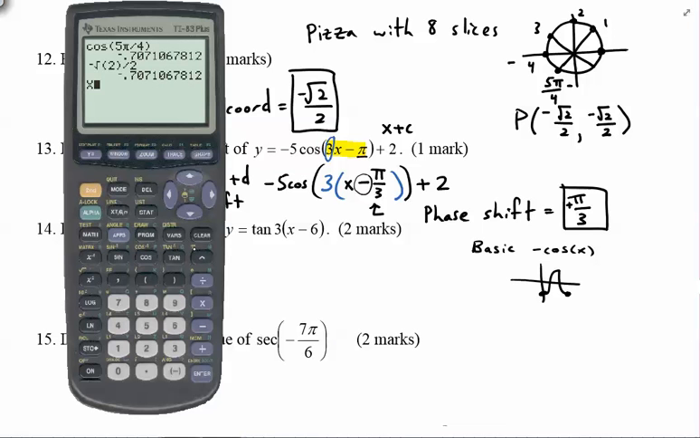Okay, so let me put x here. It saved it 1.05. Hopefully that's the same thing as pi over 3 to the right. Yay, I did it right.